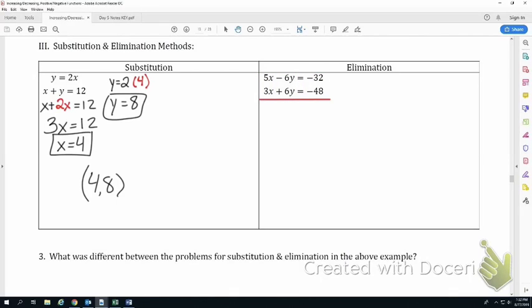So on my X's, because this is positive 3, I would do 5x plus 3x, which is 8x. And then what is negative 6y plus 6y? 0. So those cancel. They are eliminated, hence the name. All right, and that's kind of the idea behind elimination. Negative 32 minus 48 is going to give me negative 80. So x equals what? Negative 10.